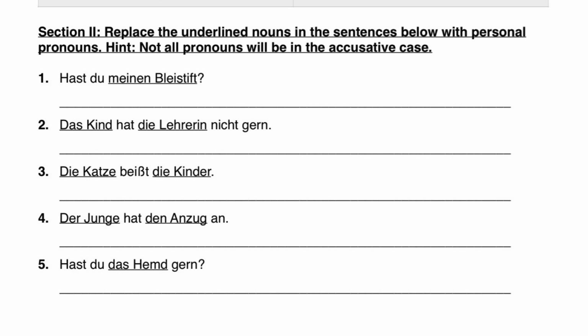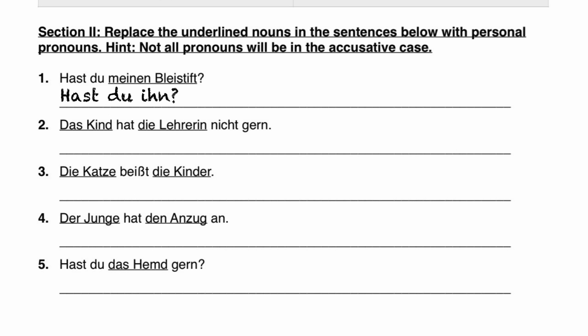In section 2 here, we're supposed to replace the thing that's underlined with a pronoun. Should be relatively easy. Hast du meinen Bleistift? Do you have my pencil? My pencil is an accusative masculine object, and so we have to use a masculine accusative pronoun, hast du ihn? Do you have it? In English, we only have one it. In German, you have three. You have a masculine it, a feminine it, and a neuter it. So we have to have hast du ihn? Do you have it? The masculine form.